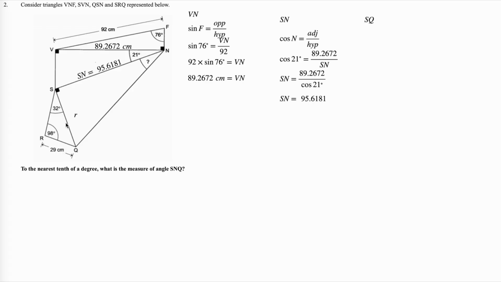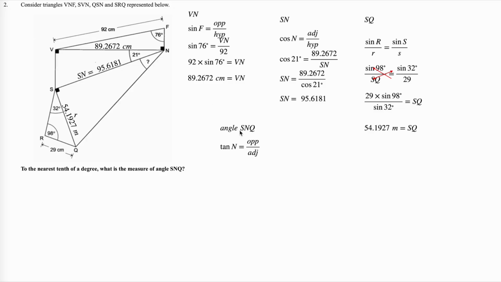For SQ, I'm going to use my sine law to figure out what the length of SQ is. This is big R. I'm going to call this little r. This is big S. I'm going to call this little s. The sine of angle R over side r is the sine of angle S over side s, which gives us the sine of 98 over SQ, which we don't know, is the sine of 32 over the 29. Switch the sine of 32 and the SQ, and I'm going to cross multiply the 29 times the sine of 98. We have 29 times the sine of 98 divided by the sine of 32 degrees is equal to SQ. Divide that, that gives us 54.1927 meters is SQ.